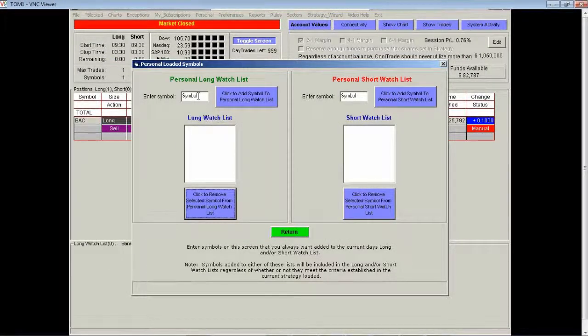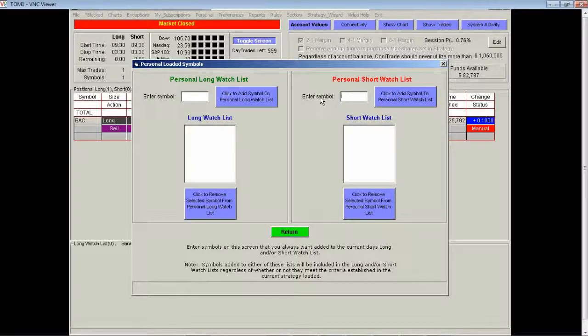Personal, if you wanted to add a symbol to your watch list and to the rules of your strategy, you could do that here. Say that you just knew that there was a stock that was going to go up and you felt really confident about it and you wanted to add Facebook, for example. You could put FB in there and click Add Symbol, and then it would get added to your watch list. And it'll be there every day regardless of what strategy loads. That symbol will always pop in.